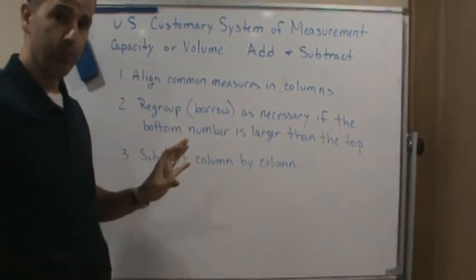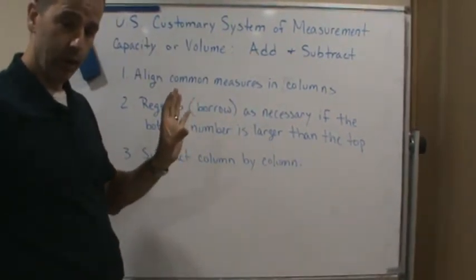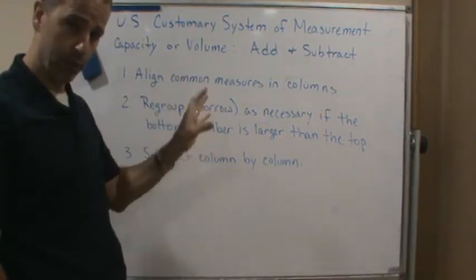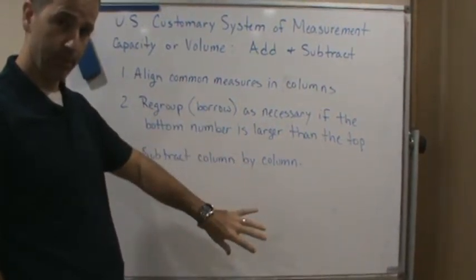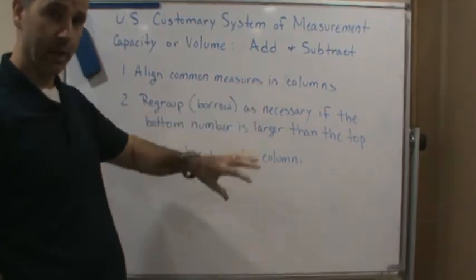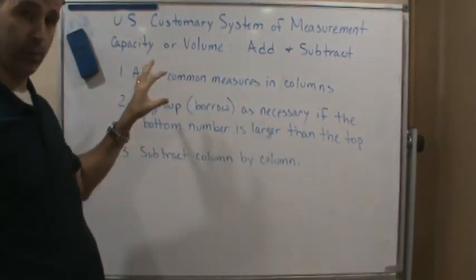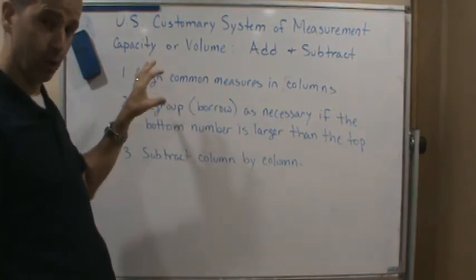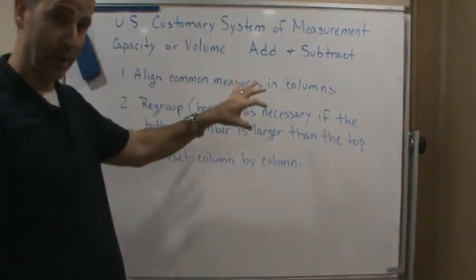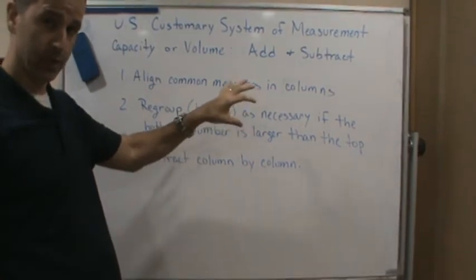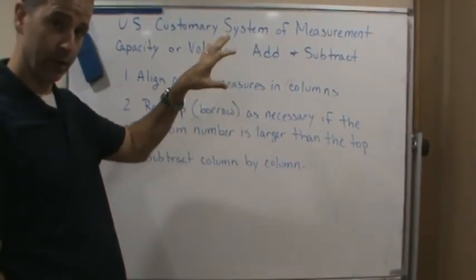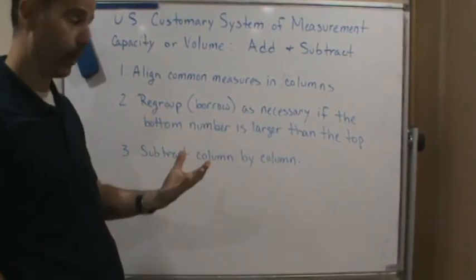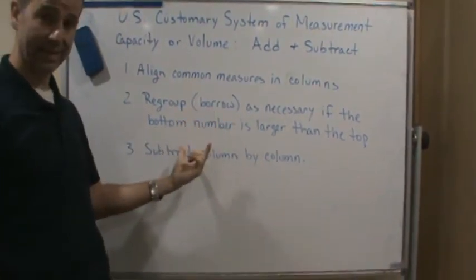So if you come up to a situation where one column of measurement, one unit of measure, has a larger number in the bottom versus the top, then you're going to have to borrow from the column to the left, which is the next larger unit. We're going to borrow one of those and break it down and regroup it into the smaller unit so that you have the larger number on top. Then you can subtract, right? So that's what I mean. So we're going to do that as necessary.